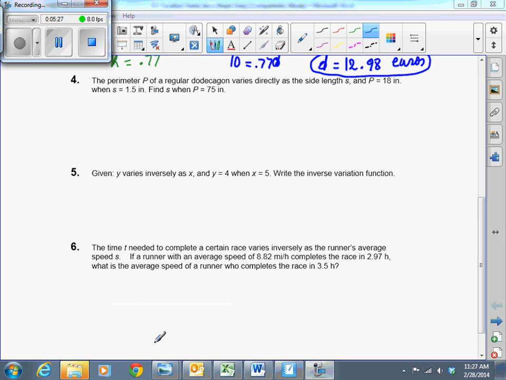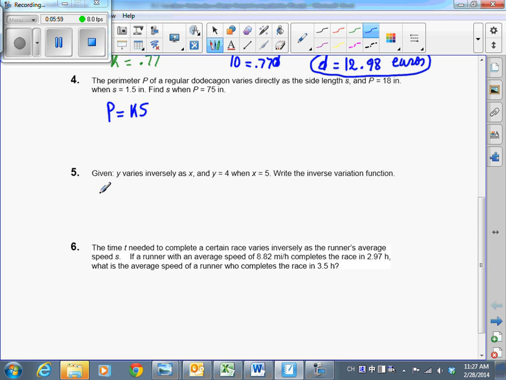The perimeter, look at this, the new variables. The perimeter P, what should I write as I read that? P of a regular dodecagon. What's a dodecagon? How many sides? 12 sides. So polygons with 12 sides. Varies directly, so it's equal to k times the side length s.